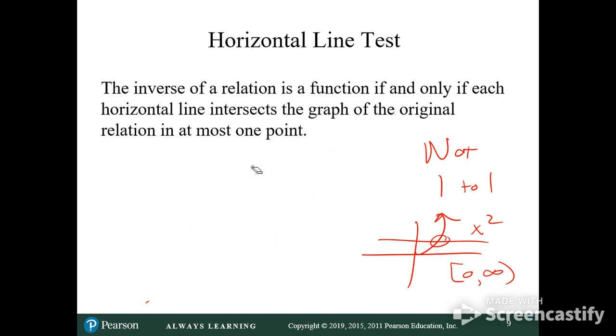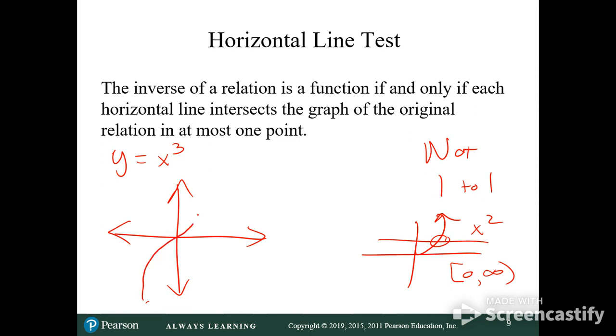Let's look at y equals x cubed. y equals x cubed is a function that looks like this. Is it a one-to-one function? Yes, because no matter where we draw a horizontal line, it passes the horizontal line test. So this one is one-to-one. Every point is one-to-one. In x squared, you have to limit the domain before it becomes a one-to-one function, before we can find its inverse.